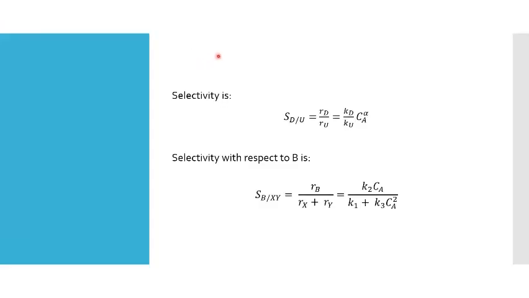The first step is we need to calculate the selectivity. This is the general equation of selectivity, and this is the equation of selectivity with respect to B, where B is the desired product and X and Y are the undesired products. So this is the final equation, where K2 times Ca divided by K1 plus K3 times Ca to the power of 2. Then from this equation, we need to plot the graph of selectivity versus concentration of A.